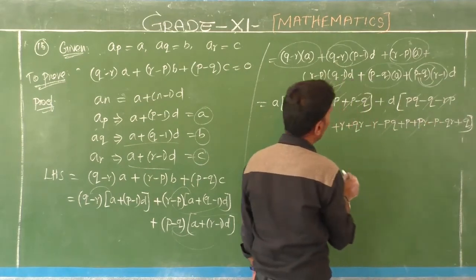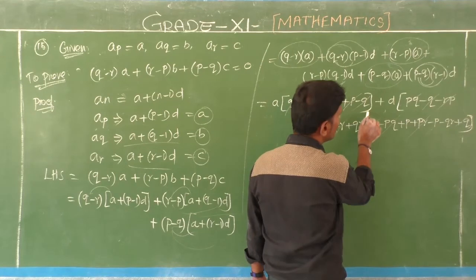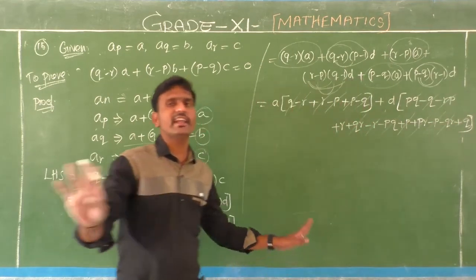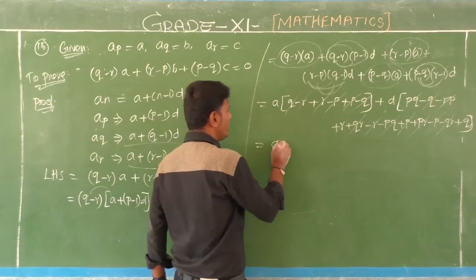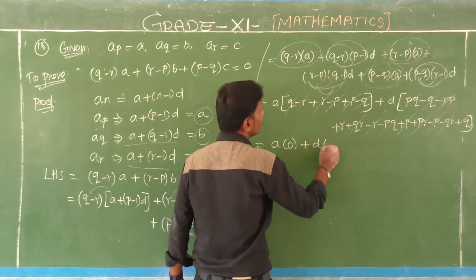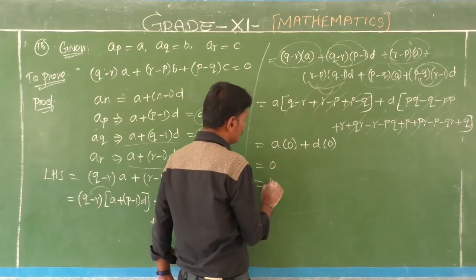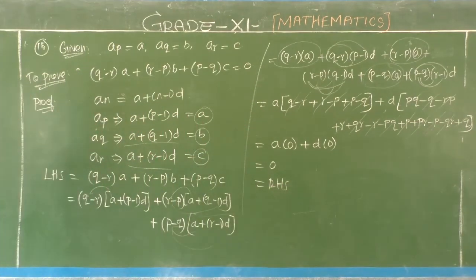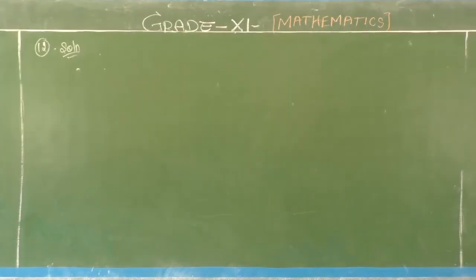Plus rp. Then plus r minus r, plus qr minus qr, finally plus p minus p, everything cancels here also. So you have a into 0 plus b into 0. So the final answer is 0. So that is your right side. Yes, students, have you got it? Take the left side and prove the right side. And next question we are going to see.